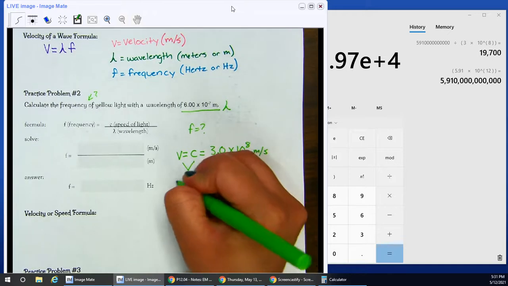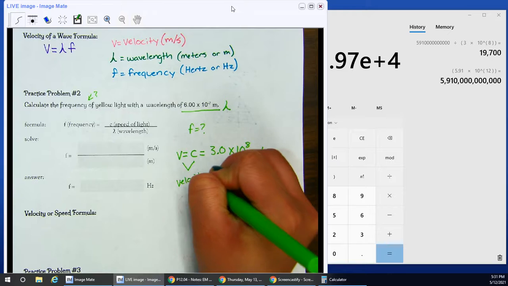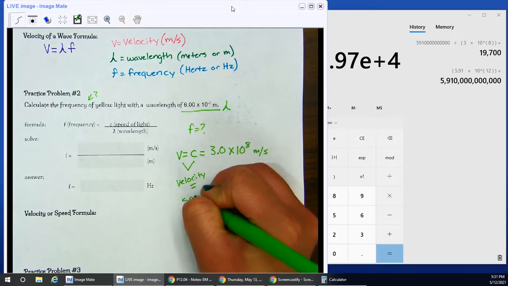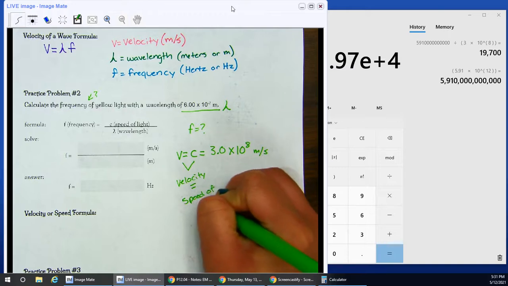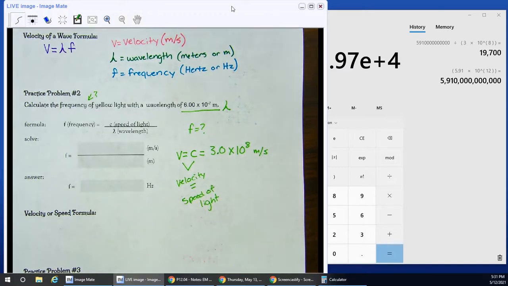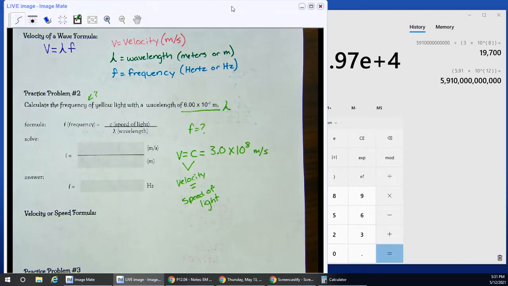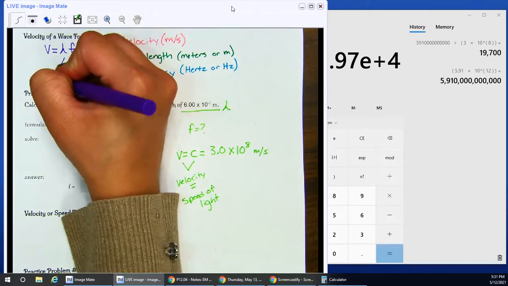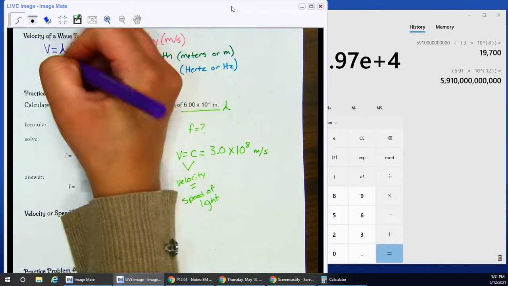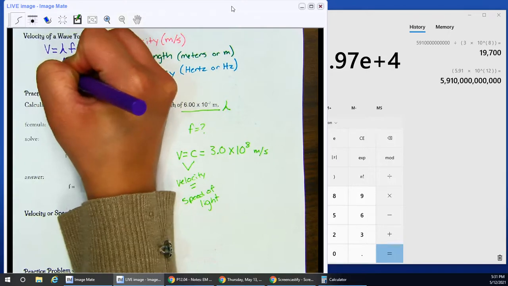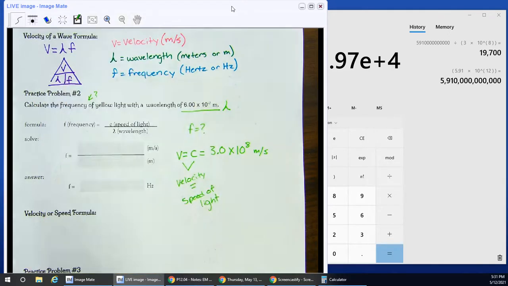So just again, velocity equals speed of light. They're often interchangeable. Again, if I don't give you the value of velocity or speed of light, just assume it's going to be 3 times 10 to the 8th power. So let's solve this problem. There is a triangle if you need to use it. Velocity is going to go on top, wavelength and frequency go on the bottom.